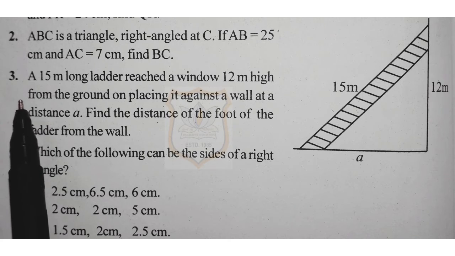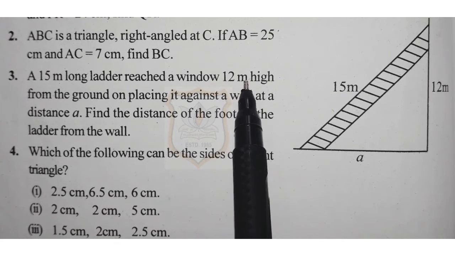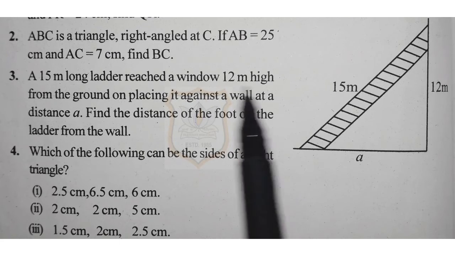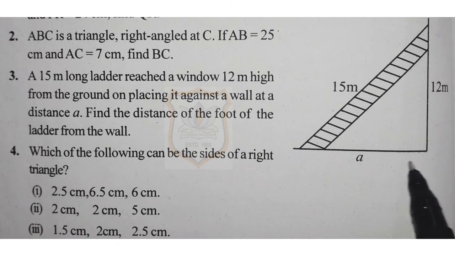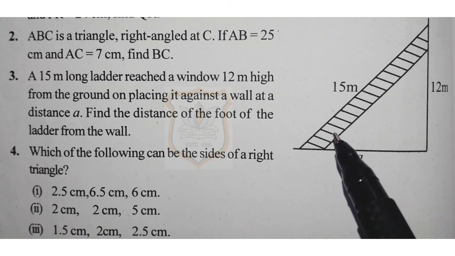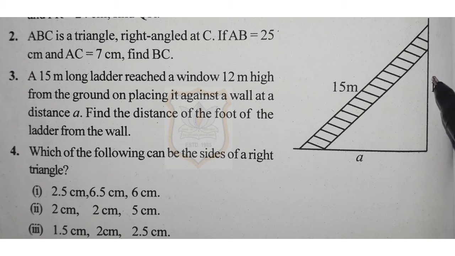Question number 3 states that a 15-meter long ladder reaches a window 12 meters high from the ground on placing it against a wall at a distance. See, look at this figure, then only you will be able to understand this question. In this question, it is written that this is a ladder which is 15 meters long. And this ladder is placed 12 meters high from the ground. So, the distance from this to this is 12 meters.